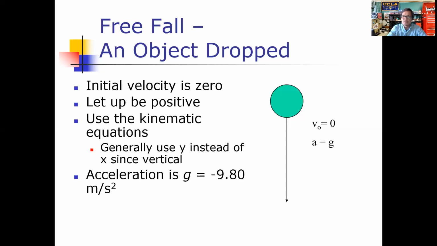We said that this constant non-zero acceleration has a value of 9.80 meters per second squared. And it's always going to be in the downward direction, which is the direction towards the center of the Earth. So downward will always be the direction of the acceleration in a free fall.